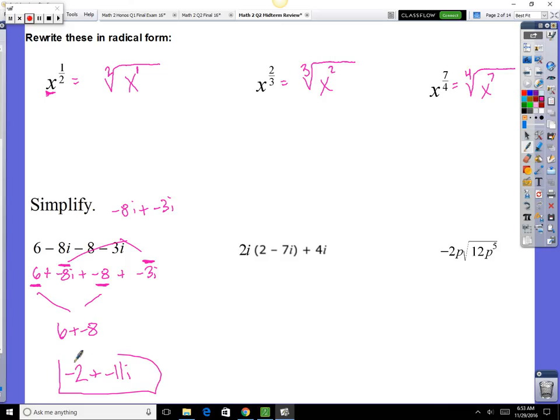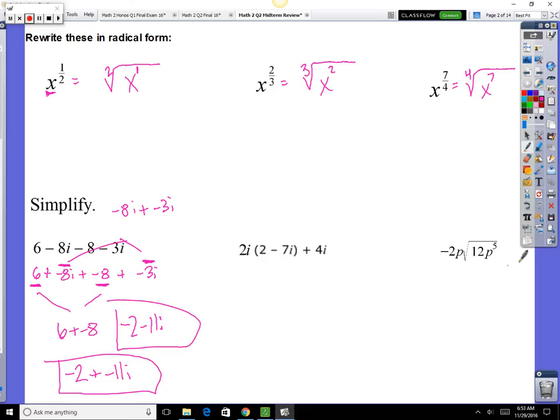and that is your answer, because you cannot combine imaginaries with reals. They're not like terms. So this one's pretty easy. All you do is just add like terms. A negative 2 plus negative 11i, that's the same thing as negative 2 minus 11i. So you got negative 2 reals and negative 11 imaginaries.